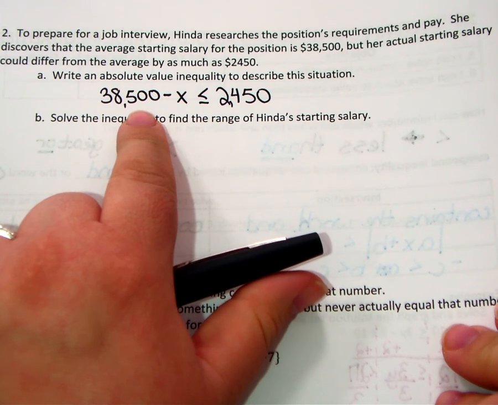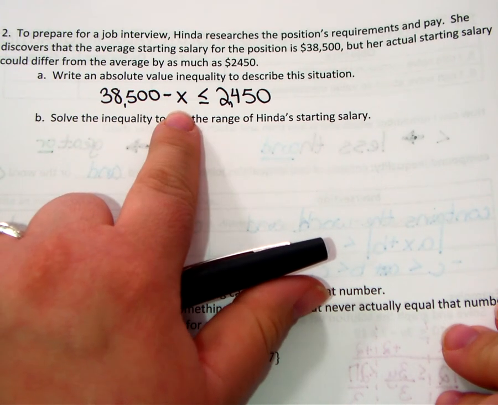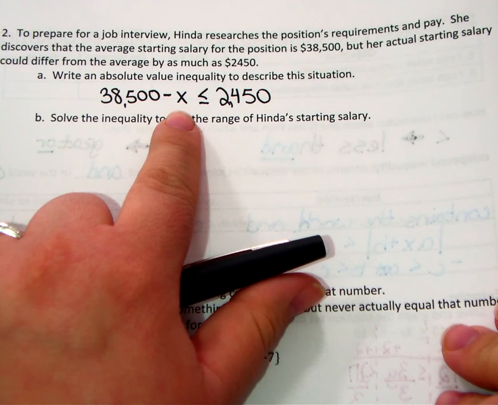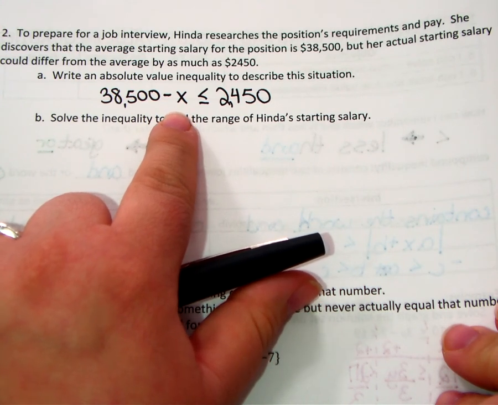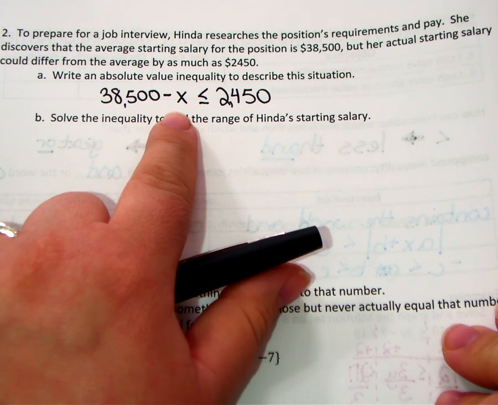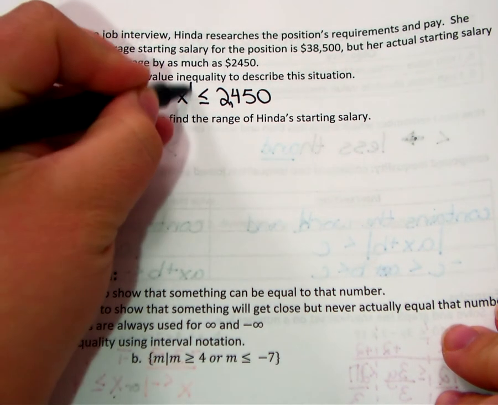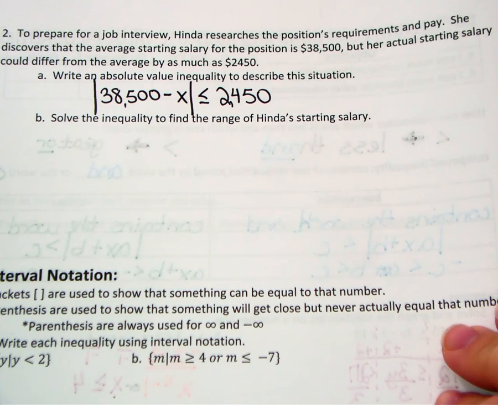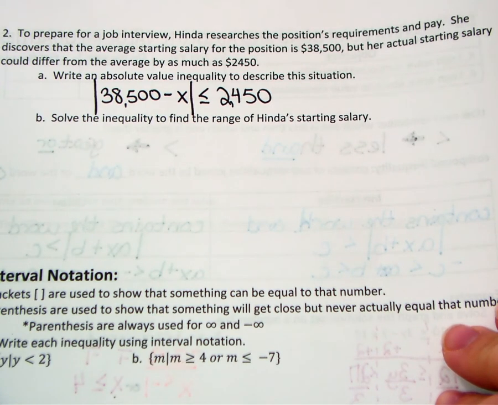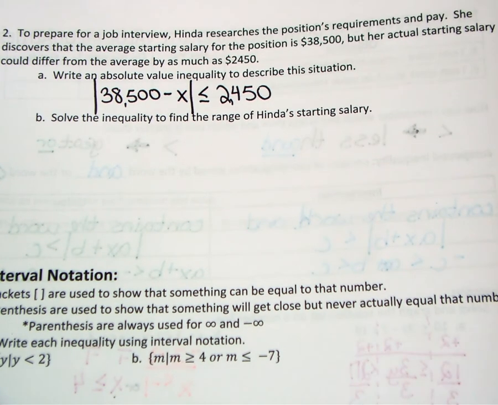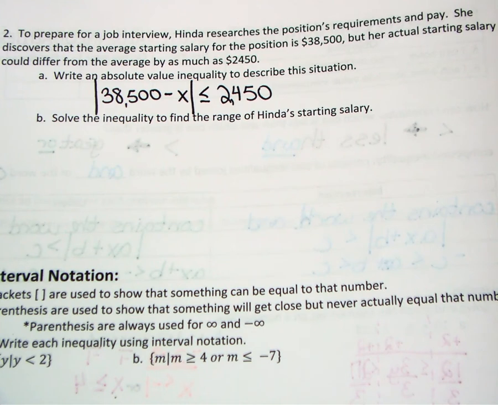Now, the absolute value portion comes into play when you look back at this scenario. If I want a positive value, that would mean Hinda would be making less than $38,500, the way that it's written. But it said that it could be more than that by as much as $2,450. Remember, an absolute value is always positive. So we put absolute value signs around the difference between Hinda's salary and the average salary.